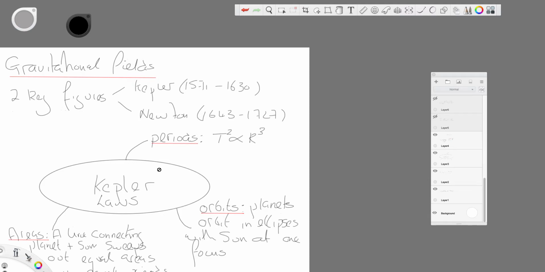And then his law of areas: he said if you drew a line between the planet and the Sun, as the planet orbits, that line would sweep out equal areas. That is to say, let's say the Sun is here and the planet is here. As the planet goes around the Sun, the line connecting them would sweep out an equal area in an equal period of time. So those are his three laws.